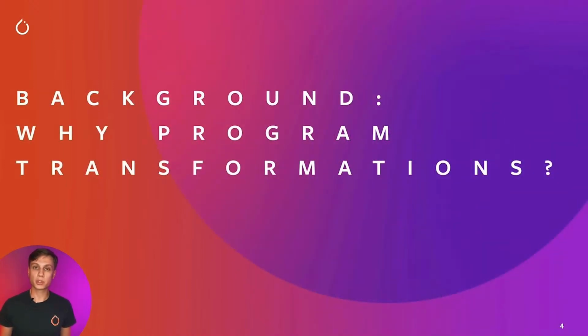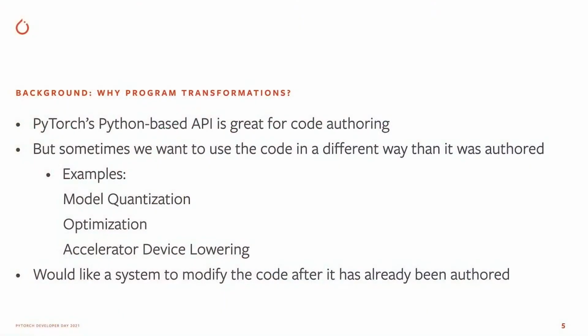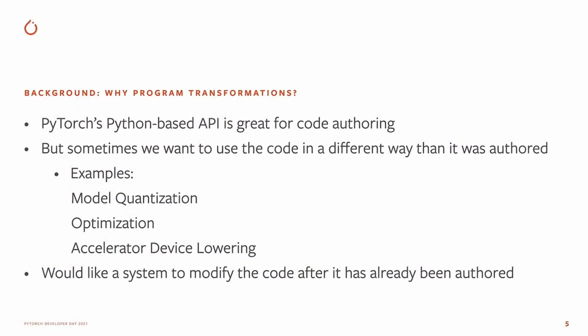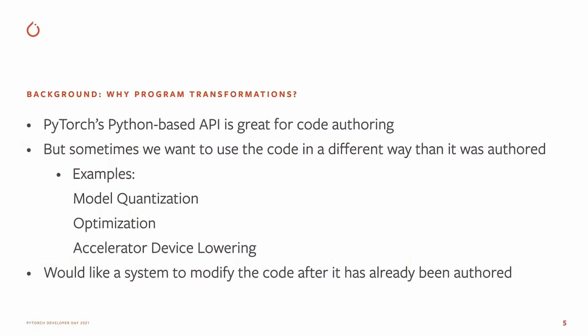Why do we need program transformations? PyTorch's Python-based API is great for code authoring. It allows you to use the flexible and friendly Python language and allows you to access the entirety of the Python library ecosystem. On the other hand, sometimes we want to use PyTorch code in a different way from how it was authored in Python. Examples of this include model quantization, applying optimizations to the code to make it run faster, or moving the code to a specialized accelerator. These transformations often need to see the code in a form other than the Python code.